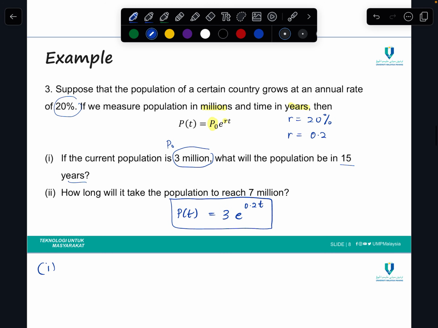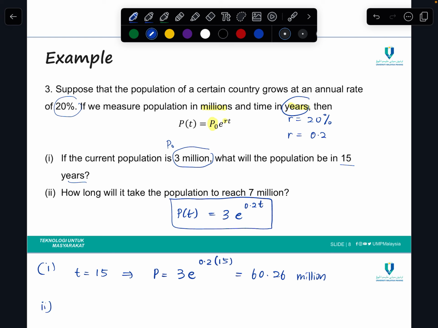Question 1. What will the population be in 15 years? Since time is calculated in years, we set t equal to 15, and you need to calculate your P by substituting t equal to 15 into this formula. Then you have to use your calculator. It will give you 60.26 million. So in 15 years, the population becomes 60.26 million. That is the answer for number 1.